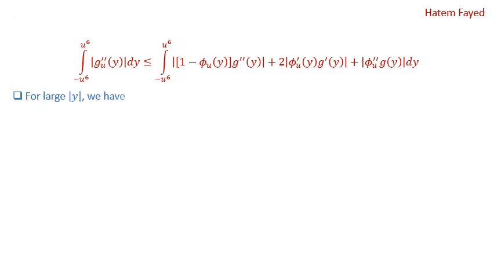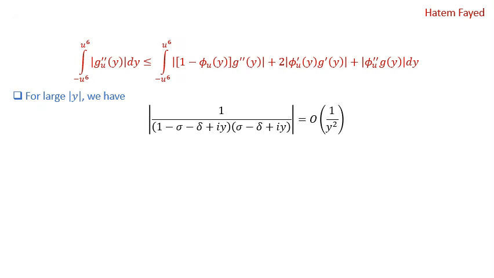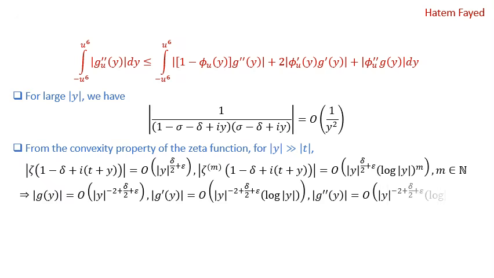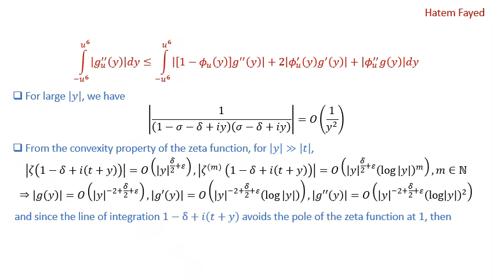For large |y|, we have the fractional part of the g function is of order 1 over y squared. And from the convexity property of the zeta function for |y| much greater than |t|, we have these orders for zeta and its derivatives, and accordingly these orders for g and its derivatives. And since the line of integration avoids the pole of the zeta function at 1, then g prime and g double prime are absolutely integrable.